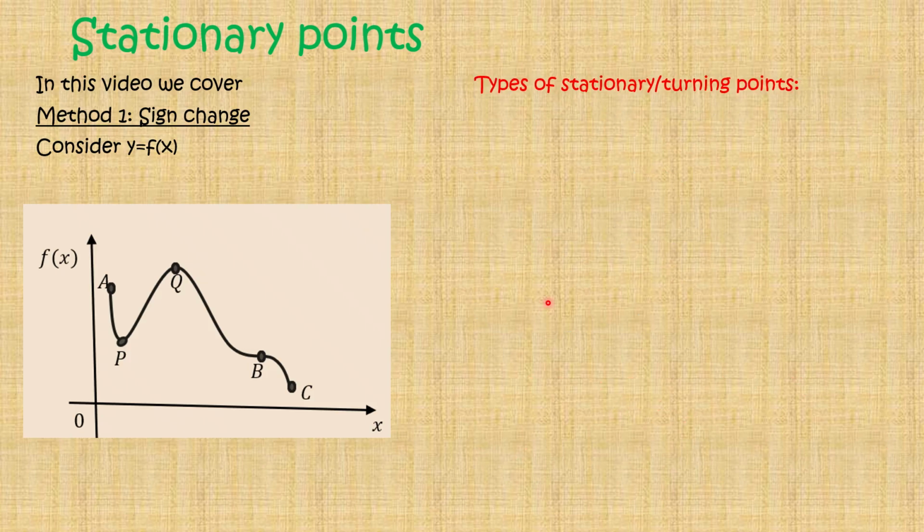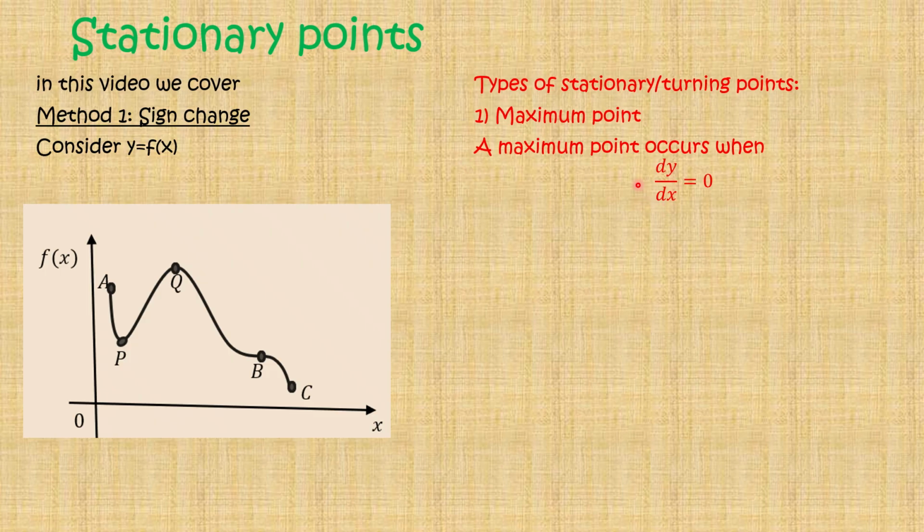Now, let's look at the types of stationary points that we are going to cover. The first one is the maximum point. So a maximum point occurs when the dy dx is equal to 0. That's the first thing. Then the second thing is the dy dx should be greater than 0 before the maximum point, and the dy dx should be less than 0 after the maximum point.